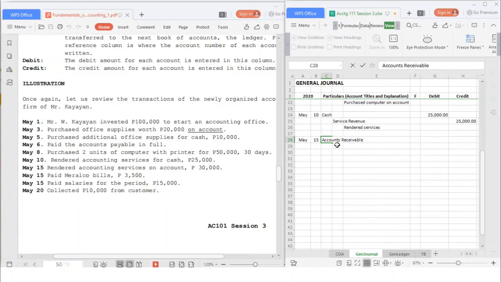Next is, since it is still the same, rendered service. So, service revenue. Rendered services on account. So, the amount is 30,000.